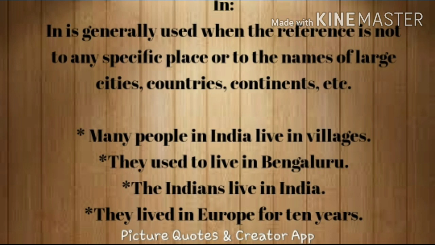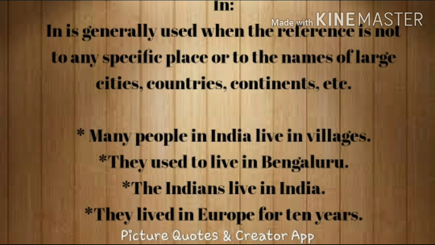Let's see some examples. Many people in India live in villages. Look here. In this sentence, the preposition in is used in two places. The first one is in front of the name of a country, India. So before that, we use in. And the second one, villages. Not specified, no special references are there. But a place is mentioned there. So in front of that, we should use in.